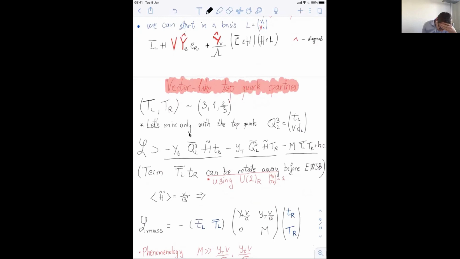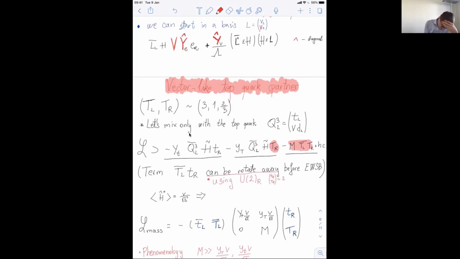The first term is the usual Yukawa coupling. The second term is the interaction with the heavy right-handed top. And the last term is the mass term, this one. You can show that this is the most general Lagrangian.